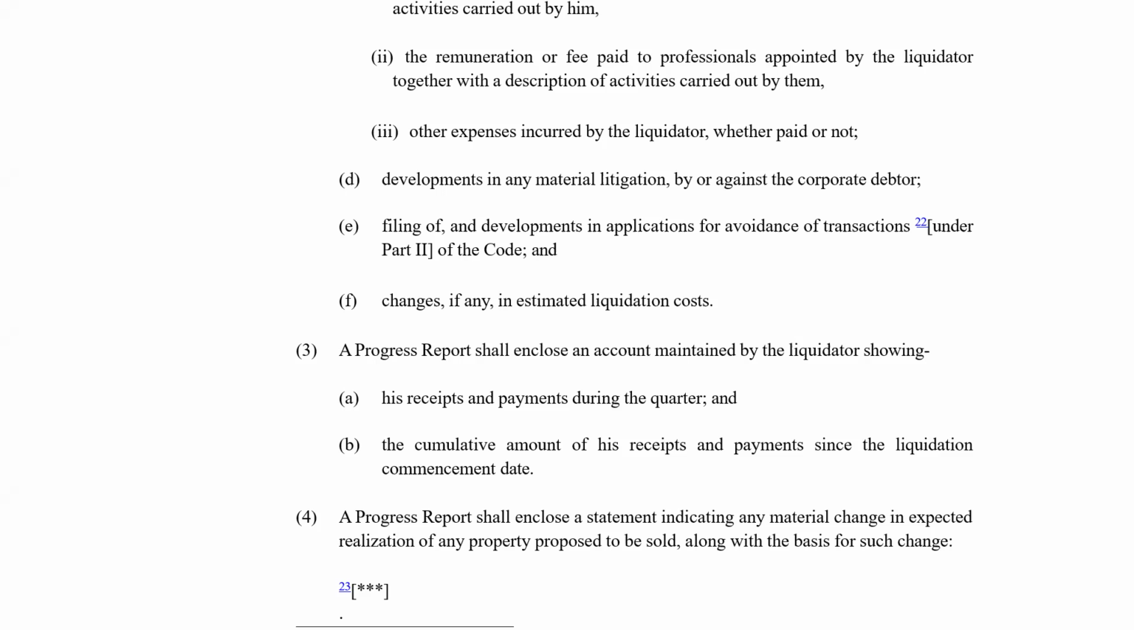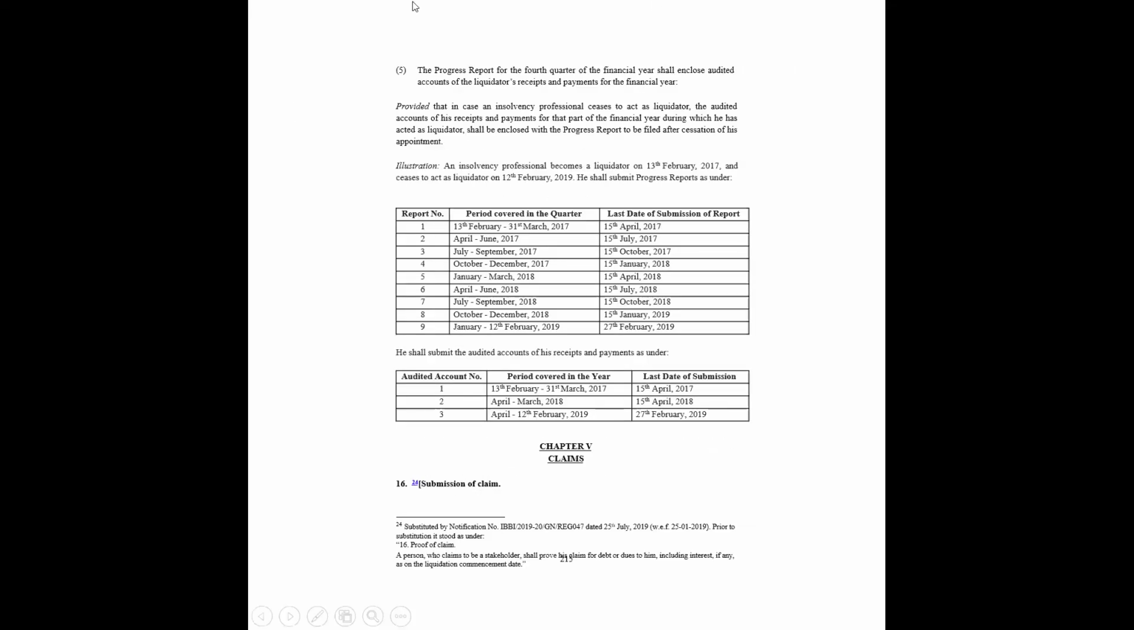A progress report shall enclose an account maintained by the liquidator showing his receipts and payments during the quarter and the cumulative amount of his receipts and payments since the liquidation commencement date. So during the quarter what are the receipts and payments, and the cumulative. A progress report shall enclose a statement indicating any material change in expected realization of any property proposed to be sold along with the basis for such change. It means that in the preliminary report he had already told what the expected realization would be. If he feels that it has changed, he will tell it, and will attach a statement along with reasons. Okay.